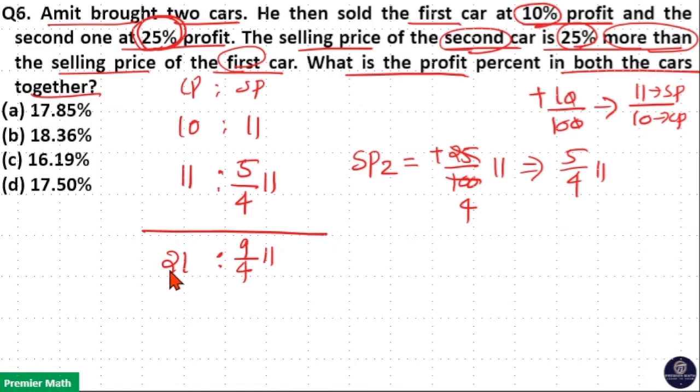Now, here this is total cost. This is total sell price. Now, if we cancel it, 3 goes 7 times in 21, 3 goes 3 times in 9.